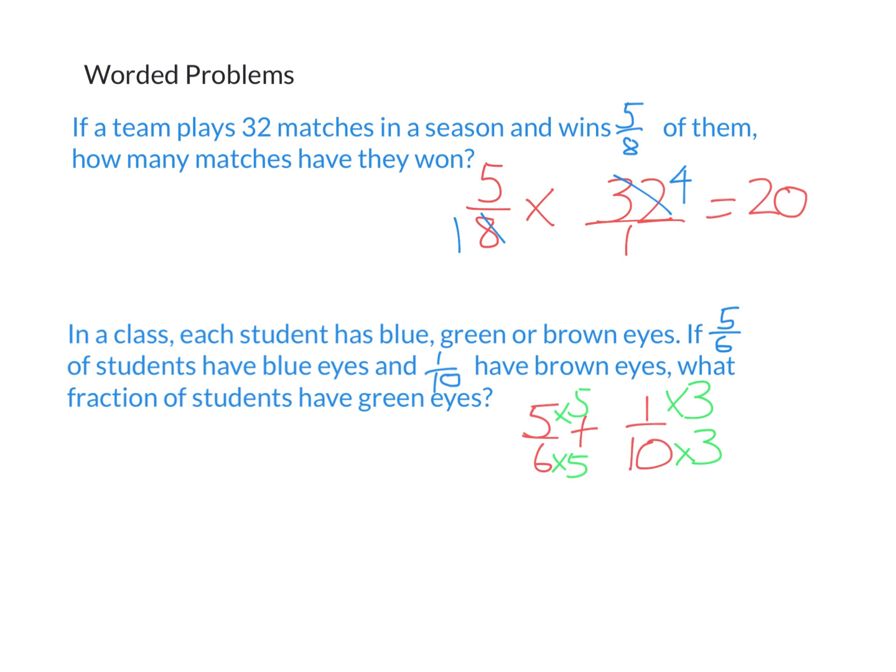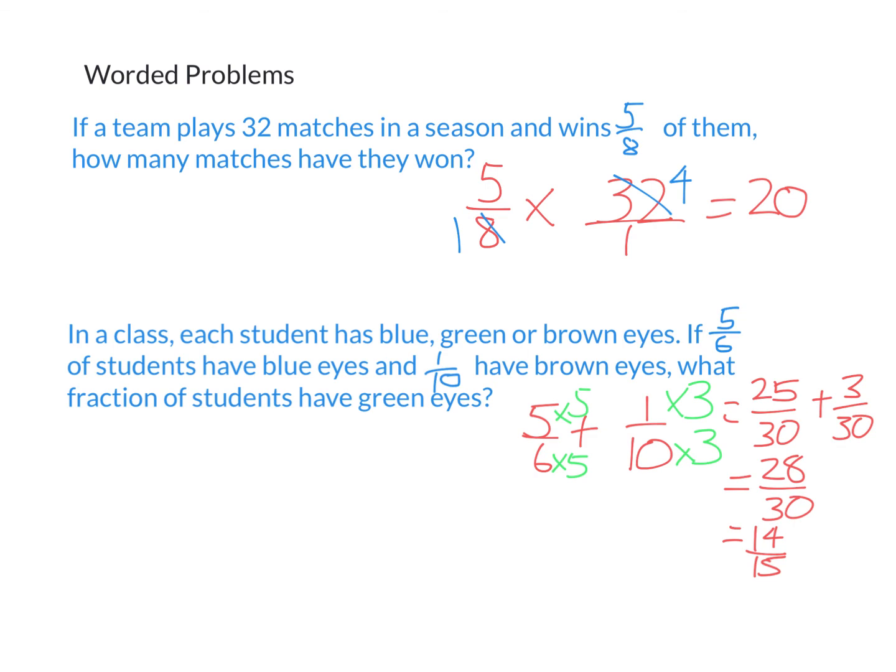So it turns out 5/6 is the same as 25 over 30. 1 over 10 is the same as 3 over 30. So if I add these together, I get 28 over 30. 28/30ths of the class have blue or brown eyes. And of course, this simplifies to 14 over 15 because 28 and 30 have a common factor of 2. 28 divided by 2 is 14, 30 divided by 2 is 15. So that's the fraction that have blue or brown eyes.